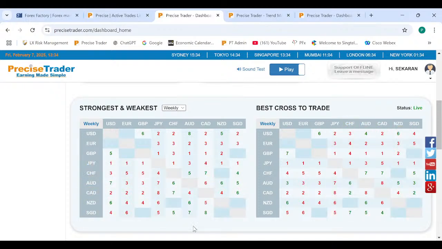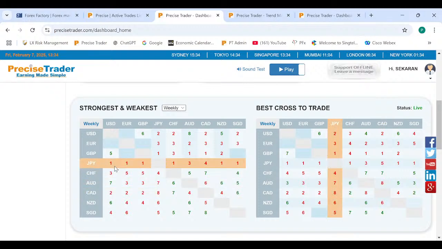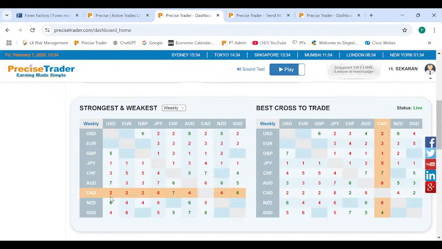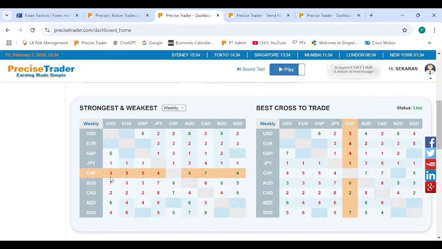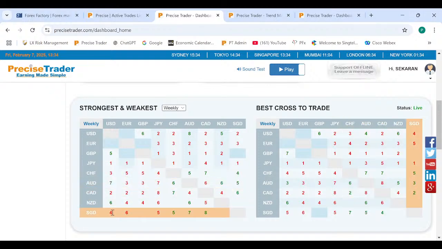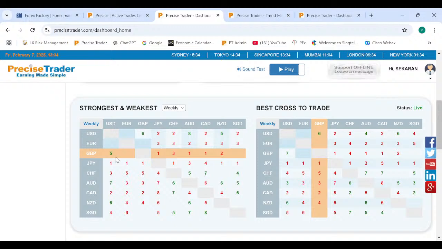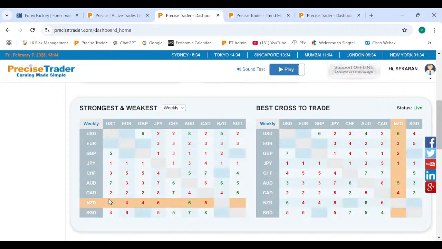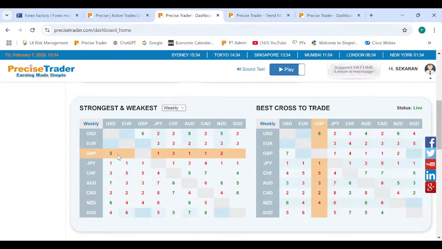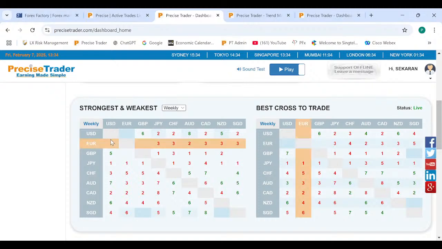8 is the weakest. So 1 is the strongest, and when you see the color in red, that means you should be selling that currency. So next is Canadian dollars, third is dollar Swiss, fourth is Sing dollar, fifth is pound, sixth is New Zealand, seventh is Aussie, and euro is a bit flat for this week.